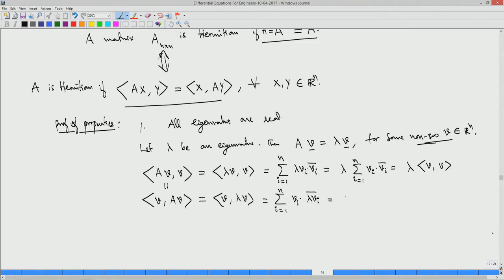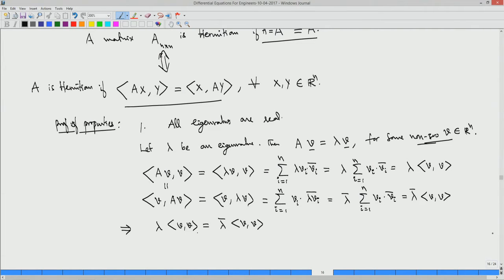So that will give you lambda bar comes out, and what you have is the sum over i from 1 to n of V_i dot V_i bar. So this is nothing but lambda bar times the dot product of V with V. So these are the same, and all of these are the same. So lambda V dot V is equal to lambda bar V dot V.